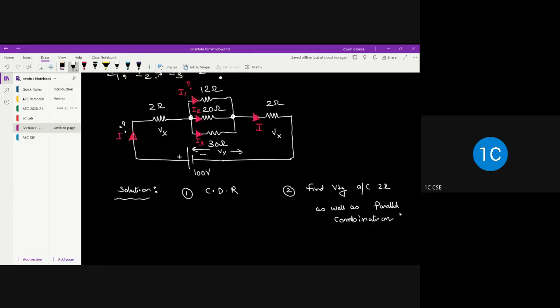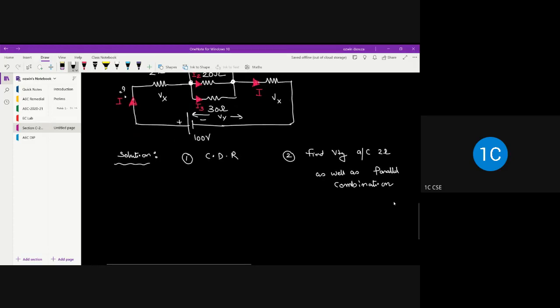Okay, so let's see how you do it. Whether you do it with method 1 or method 2, I don't have any problems. The current division rule I have already applied in the previous class, so I'll use this method too. First I will find I. How do I find I? The main current I is equal to V divided by R equivalent.